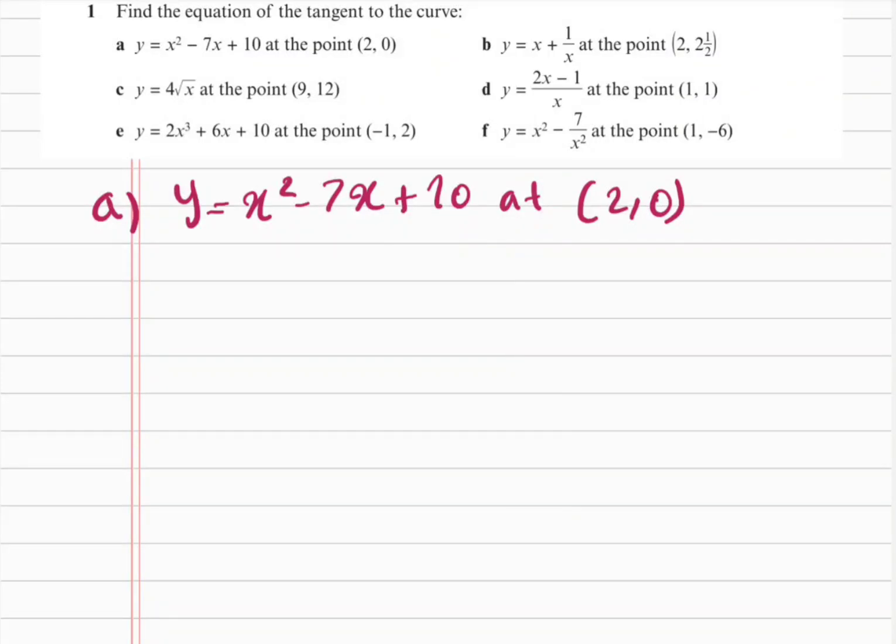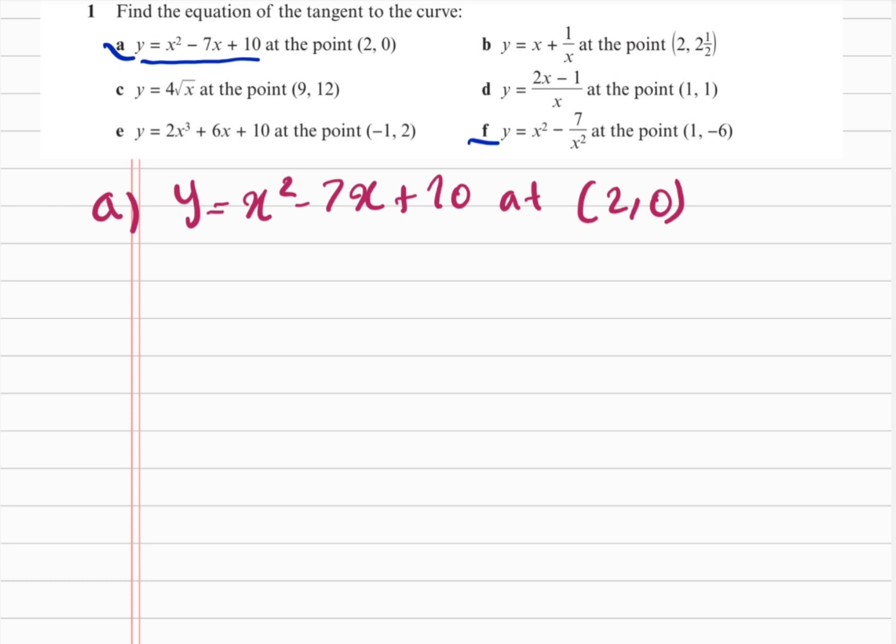Hi everyone, this video is on exercise 12 of question 1, and in this video I'm going to do parts A and F. So this is a very typical question from this chapter, and we have the equation. So this is the equation of the curve in part A, and then typically we are given a point and then we are simply asked to find the equation of the tangent to that point.